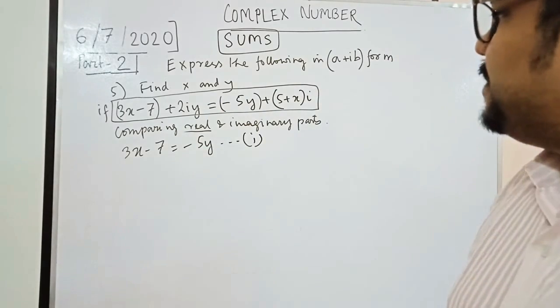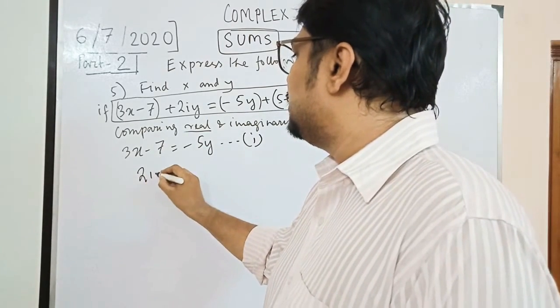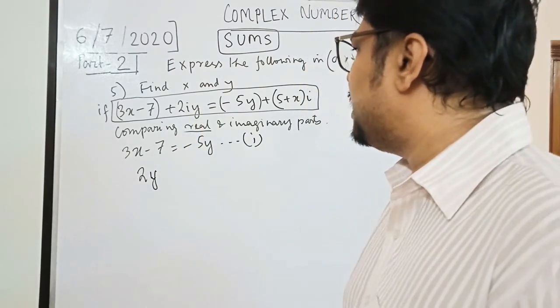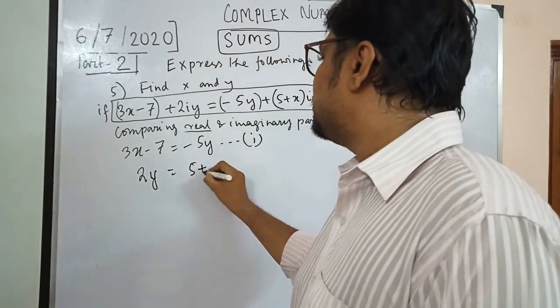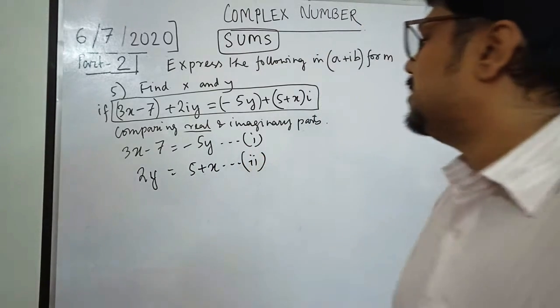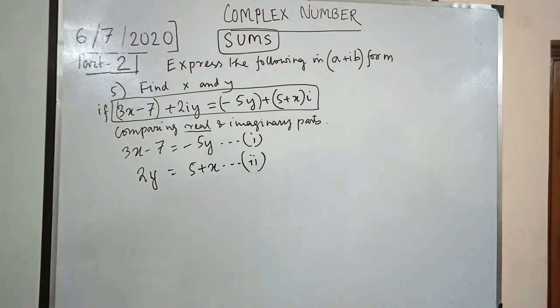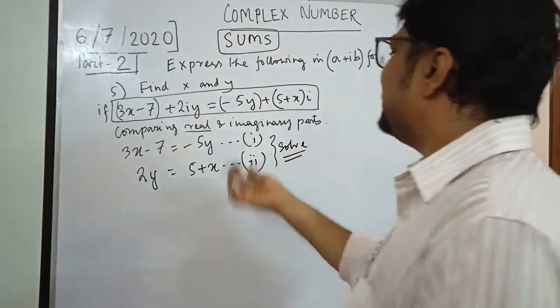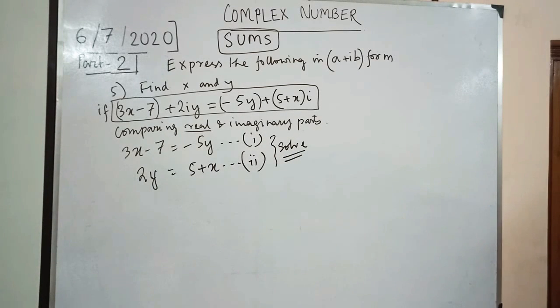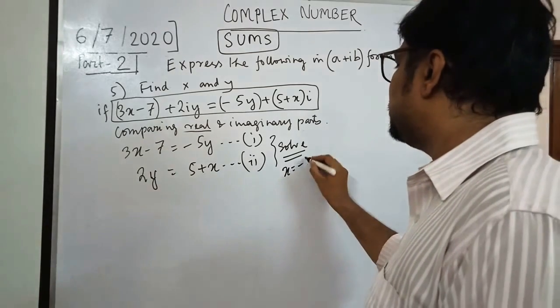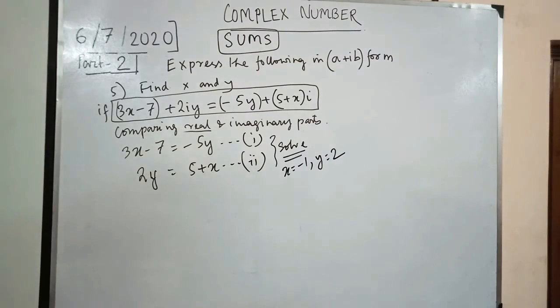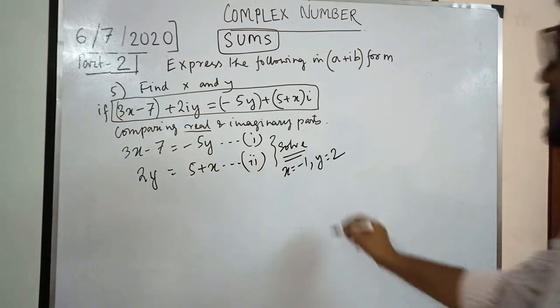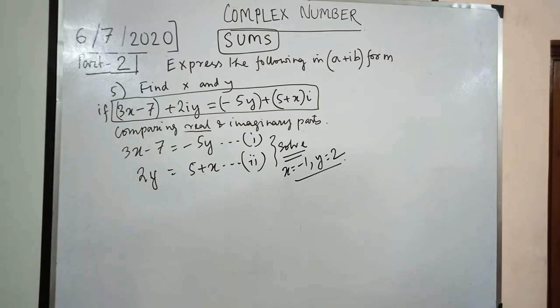Now comparing the imaginary parts, you get what? 2y equals to, over here, 5 plus x. So this is the second equation. So now what we can do, we can simply solve these two by any elimination method or any method, and if you solve, you will get x equals to minus 1 and y equals to 2. So you solve this, you will get it. So the main important thing is the comparison for this sum.